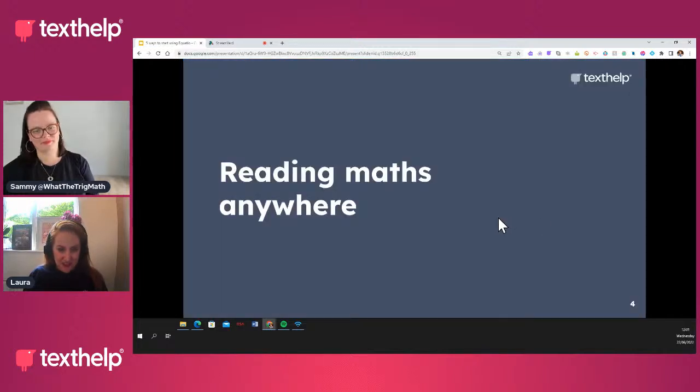As I've mentioned, at TextHelp we focus on accessibility. And I hope everyone agrees, but we do feel at TextHelp that maths isn't particularly accessible, and there's very few tools out there that can make it accessible. We want to, with Equatio, give students the power to read maths anywhere. And hopefully by the end of the presentation, you will understand what we mean by that and see through the examples that Sammy shows you that we can make maths accessible.